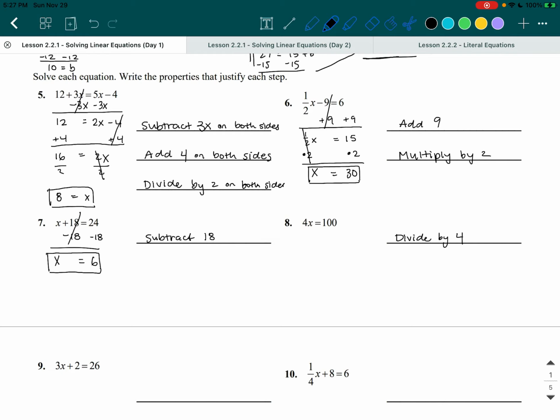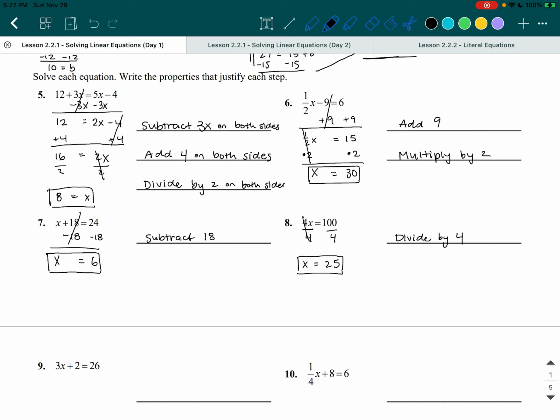On both sides, of course. We're dividing because it says 4x. 4x means 4 multiplied to x. So to get rid of the multiplying, you do the opposite, which is dividing. So we divide by 4 because it's the opposite of multiplying. That cancels out, you get x is equal to 25.